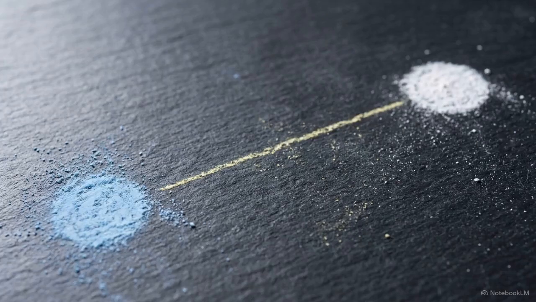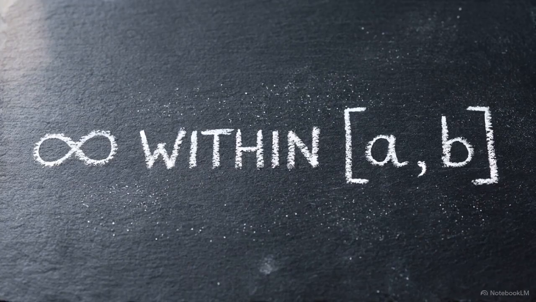Every point finds exactly one partner. Therefore, the cardinality of any open interval is identical to the entire infinite space of the real number line. This establishes our first rule of cardinality. Placing finite boundaries on a line does not restrict its infinite point potential.